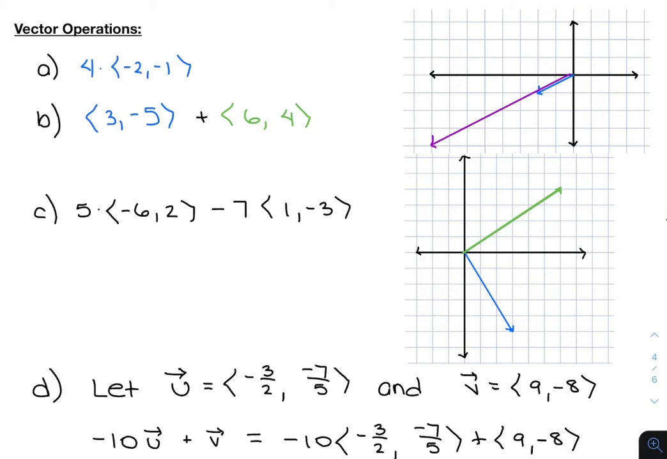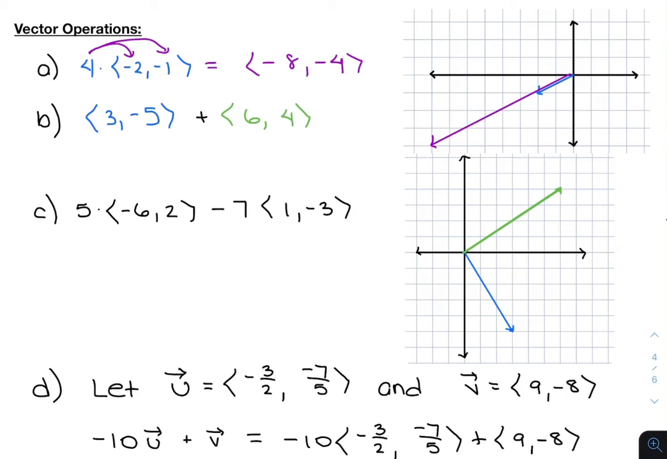So our new vector is going to be this one right here. And we can get what this vector is by simply distributing the 4 to both of the coordinates. So our new vector is going to lie at -8 comma -4, which is in fact where this new vector ends up lying. We have -8 comma -4.